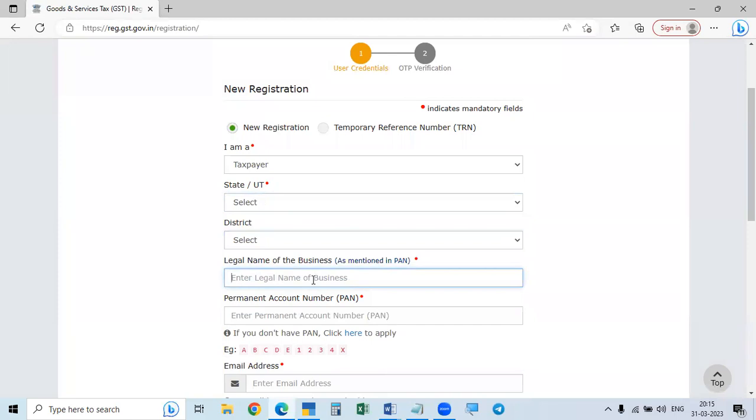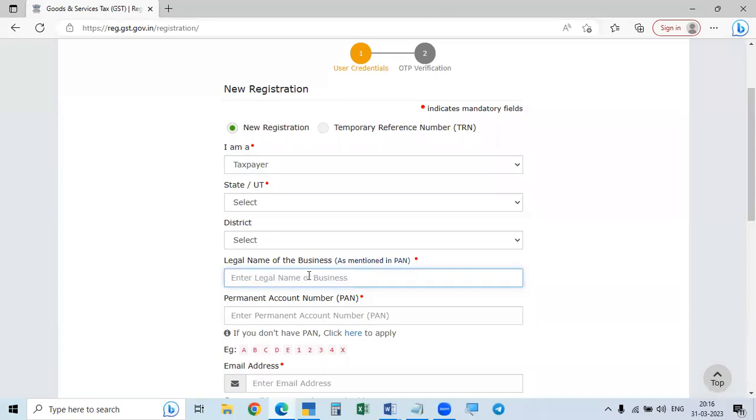GST registration is based on the PAN card. Without a PAN card, we cannot make GST registration. On a whole-India basis, anywhere in India you register, you require the PAN card. On the basis of the PAN card only, the registration will be made.